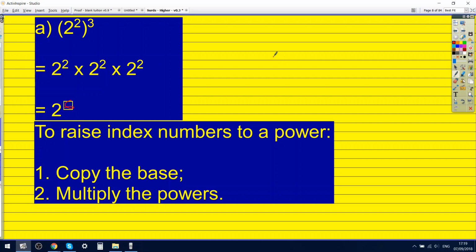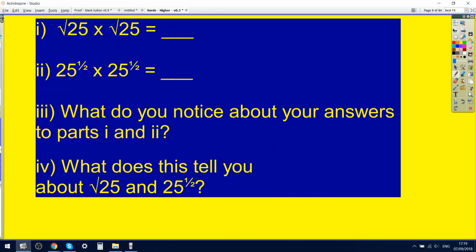You just add the powers. Or if you go back to the original, so if you ignore the middle bit, how can you go straight from the question to the answer? You multiply the powers. Yeah, so when you have a power to a power, you multiply.